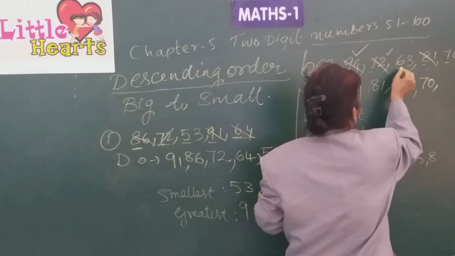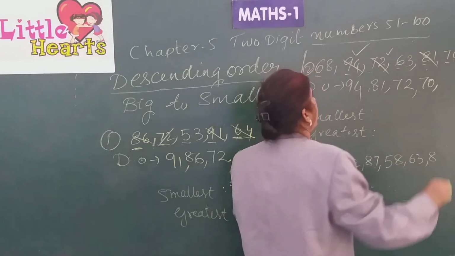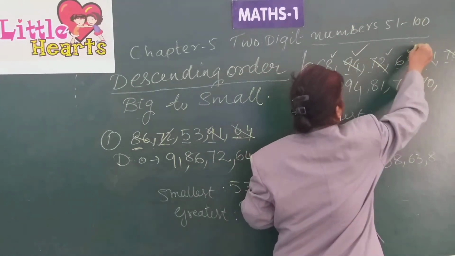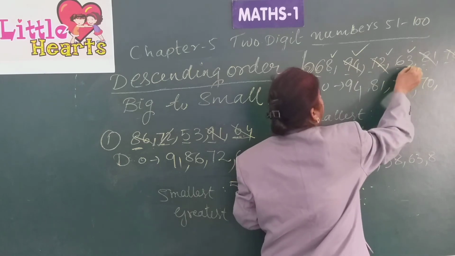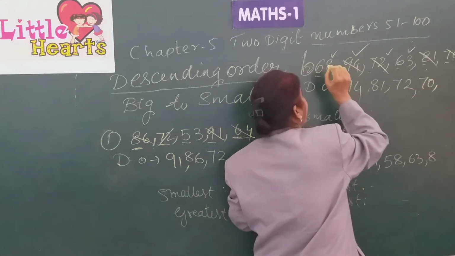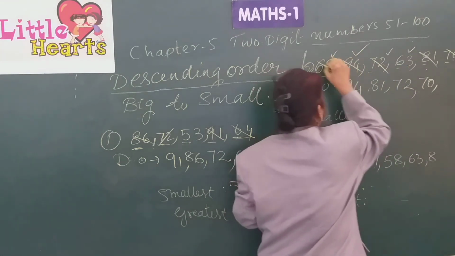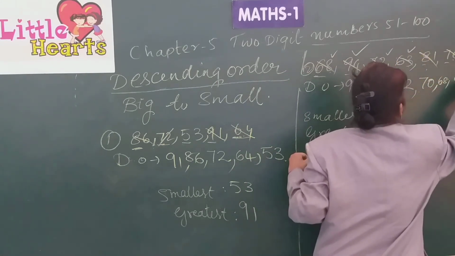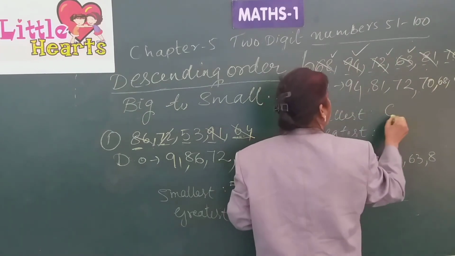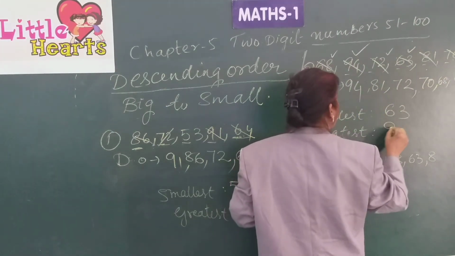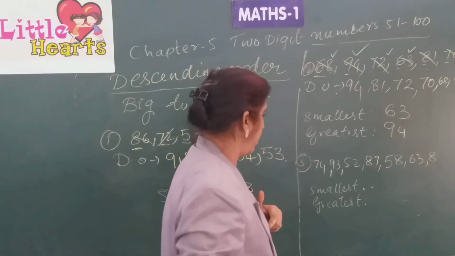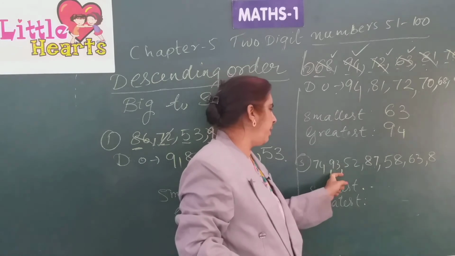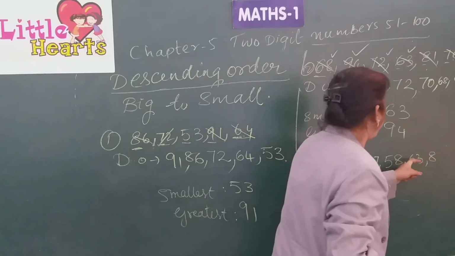And 68, 63, we have 2 numbers. And compare ones place, 8 and 3. 8 in the ones place, 3 in the ones place. Which is big? 68 is big, 8 in the ones place. So write 68 and last comes 63. Smallest is 63 and biggest is 94 in this set. And here is another set of numbers 74, 93, 52, 87, 58, 63.